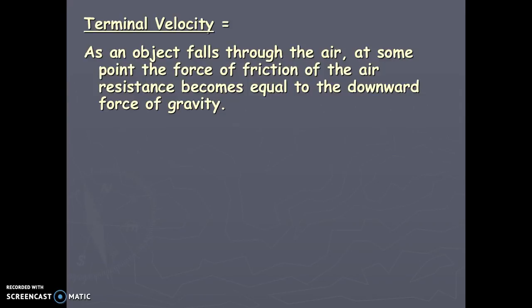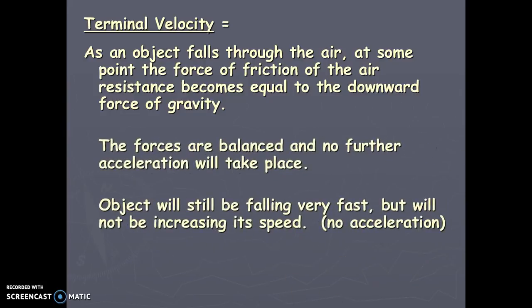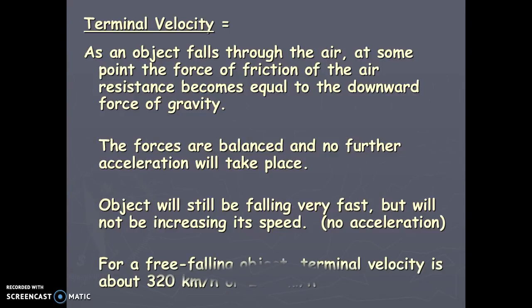Terminal velocity is when an object falls through the air, and at some point the air resistance meets how fast it's falling down. So this is the fastest something can fall. At this time, forces are balanced and no further acceleration will take place. The object will still be falling very fast, but will not be increasing its speed. There'll no longer be acceleration. Generally, for a free falling object, terminal velocity is about 320 kilometers per hour or 200 miles per hour.